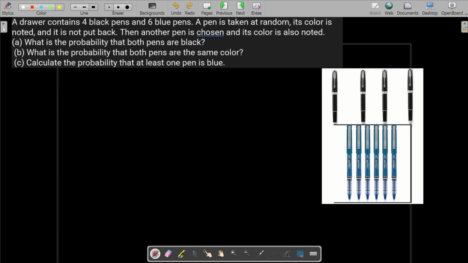A drawer contains 4 black pens and 6 blue pens. A pen is taken at random, okay.